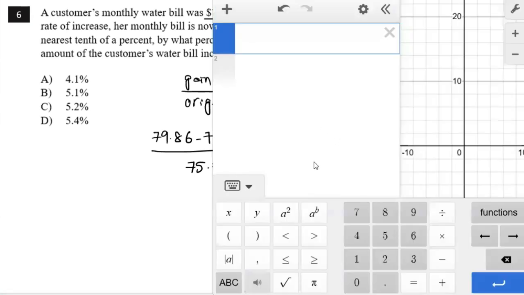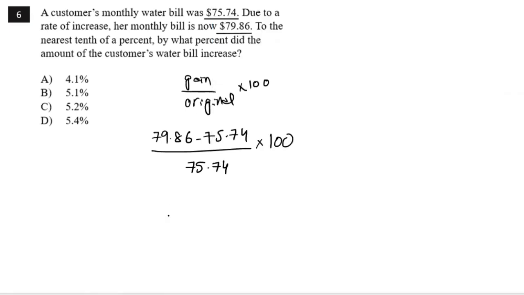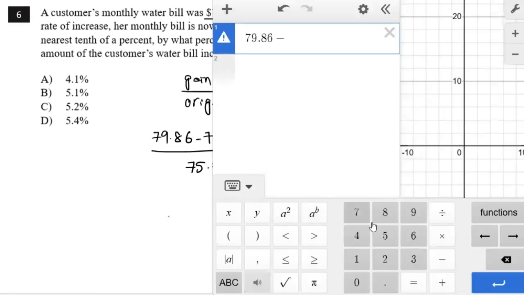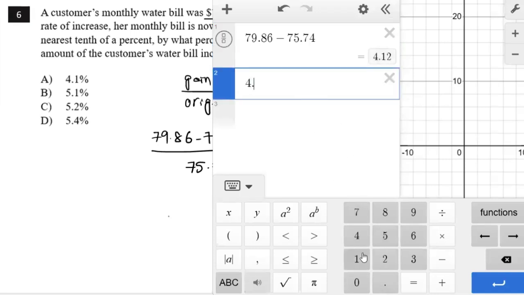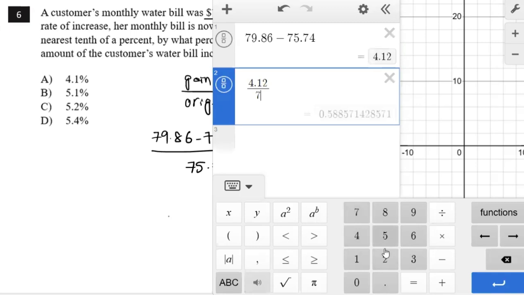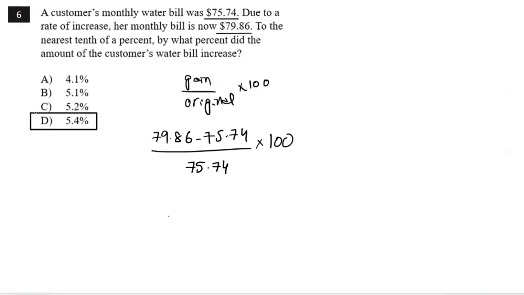So let's get this value. It's going to be 79.86 minus 75.74, that's 4.12, divided by 75.74 and times 100. So it's 5.439. So 5.4 is the correct answer, since we have to give our answer to the nearest tenth. So tenth is like a 0.1 decimal rounding.